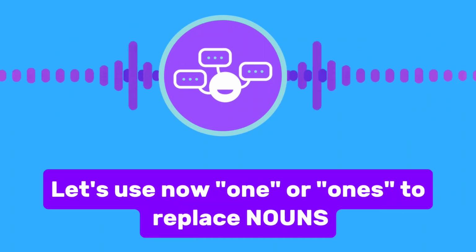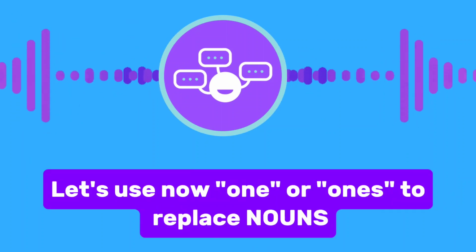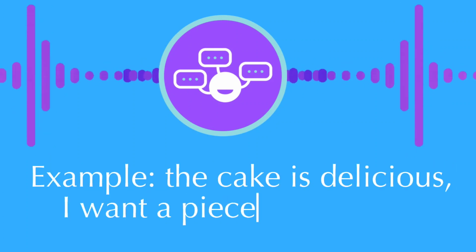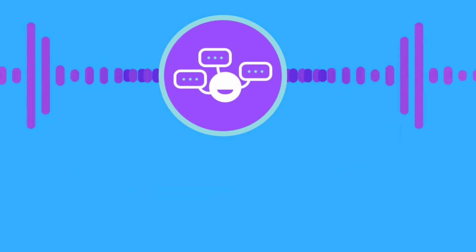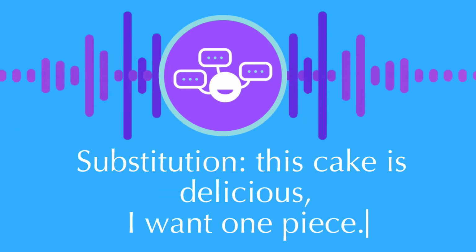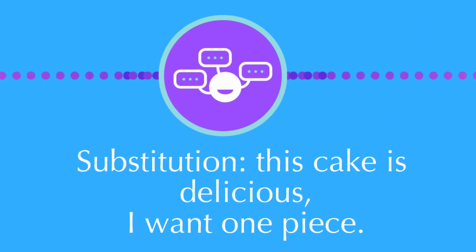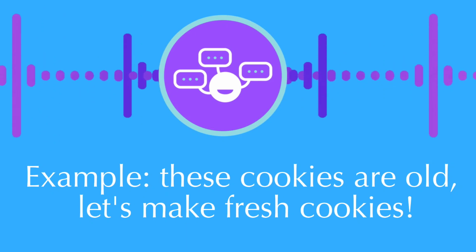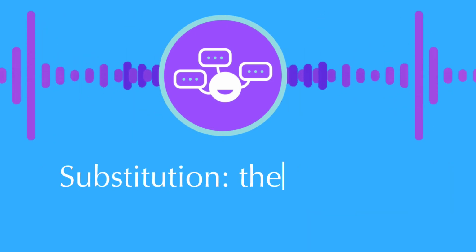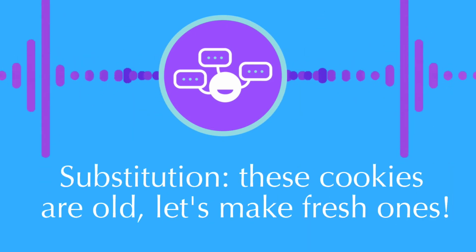Let's use now one or ones to replace nouns. The cake is delicious. I want a piece of this cake. The substitution will be: this cake is delicious. I want one piece. These cookies are old. Let's make fresh cookies. The substitution will be: these cookies are old. Let's make fresh ones.